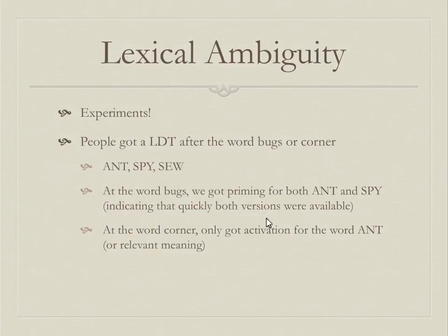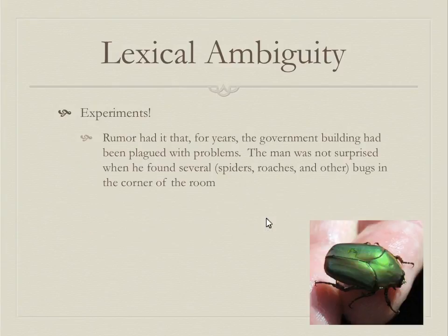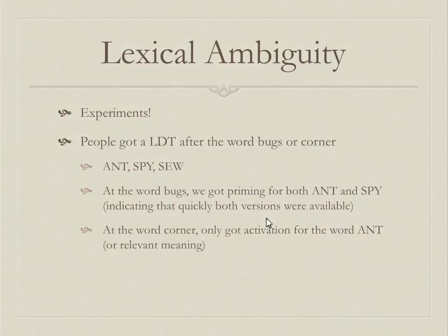That both options for the word bugs were activated at once, instead of only one option. So this sort of gets into that multiple access model. It appears that both of them were available only after the word bugs. Because once we get to the word corner, so in the corner of the room, if you imagine maybe a spy hiding behind a curtain, like in those old TV shows, but once you hit the word corner, you only get priming for ant.